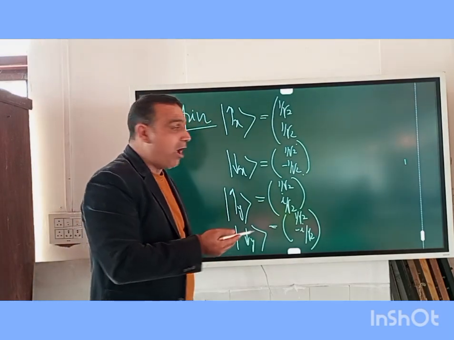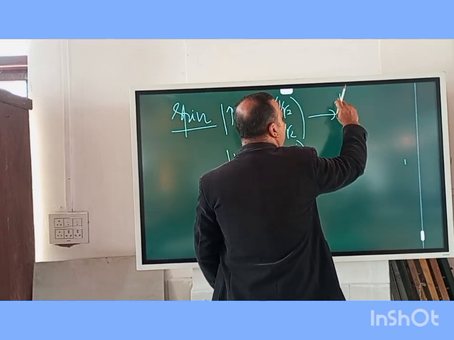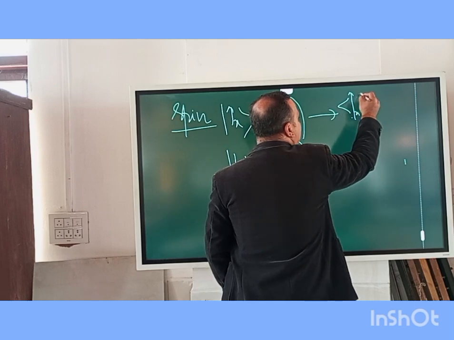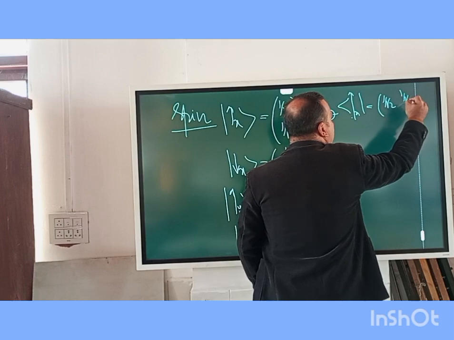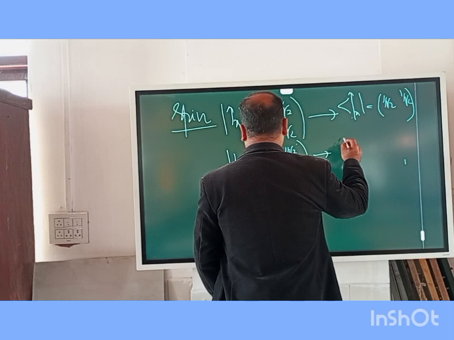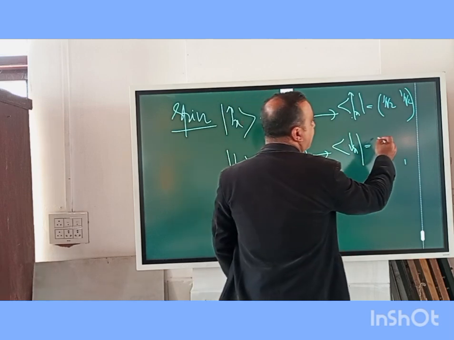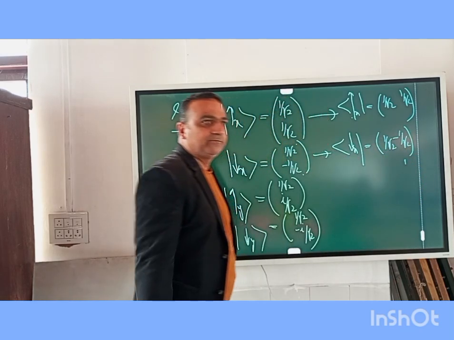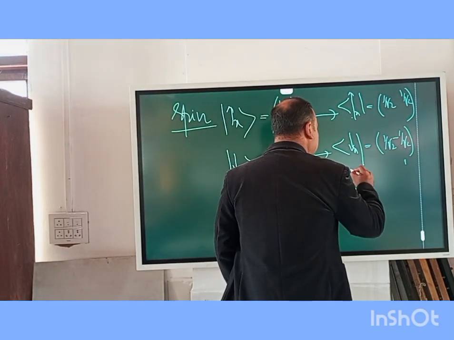Now if I write down the bra, what will be the bra for this? The bra of spin up along x will be the row vector 1 by root 2 and 1 by root 2. Clear? Okay? Fine? And the bra for spin down along x will be a row of 1 by root 2, minus 1 by root 2. Right?